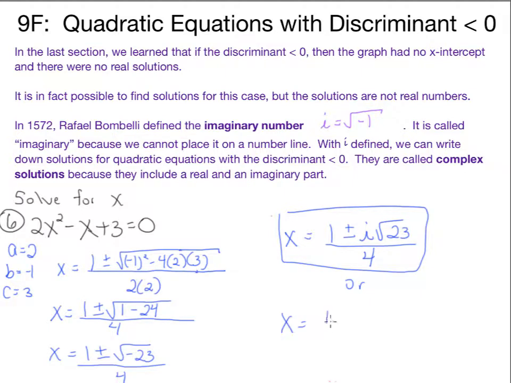Now, we want to rewrite this as we have a real part and imaginary part. So in this case, we break up the 4 and we have 1/4 plus or minus i times the square root of 23 over 4. Remember to write your final answer in the form of the real number plus or minus the imaginary number.